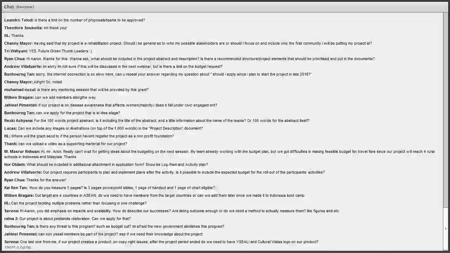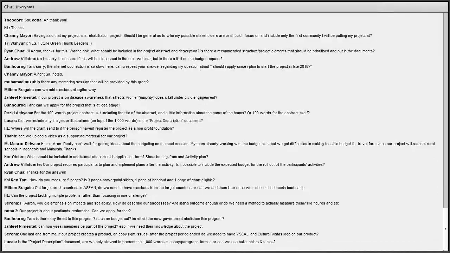Kyron Tan's question is, how do you measure 5 pages? Is 3 PowerPoint slides, 1 page handout, and 1 page of chart acceptable? Certainly. So 5 pages is 5 pages. One PowerPoint slide is equal to 1 page.